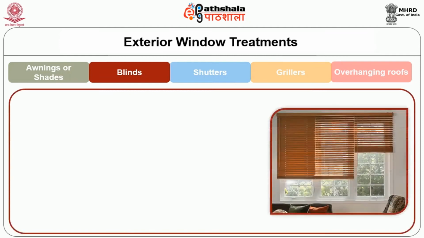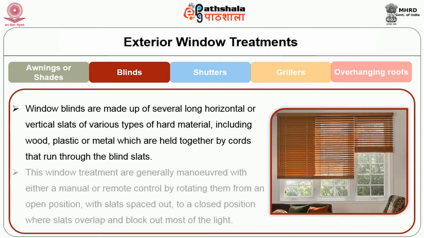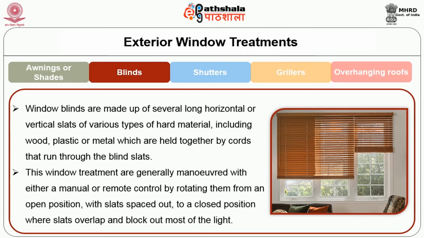What are blinds? Window blinds are made up of several long horizontal or vertical slats of various types of hard materials, including wood, plastic or metal, which are held together by cords that run through the blind slats. This window treatment is generally maneuvered with either a manual or remote control by rotating them from an open position with slats spaced out to a closed position where slats overlap and block out most of the light.